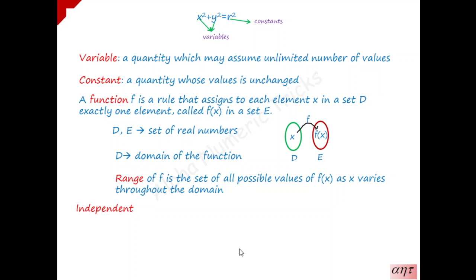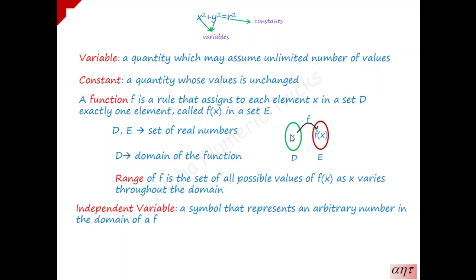Now we will see what is an independent variable. Independent variable is to represent an arbitrary number in the domain. We are considering one symbol. That symbol is called the independent variable, representing any arbitrary number in the domain. We are using some symbol that is known as the independent variable.